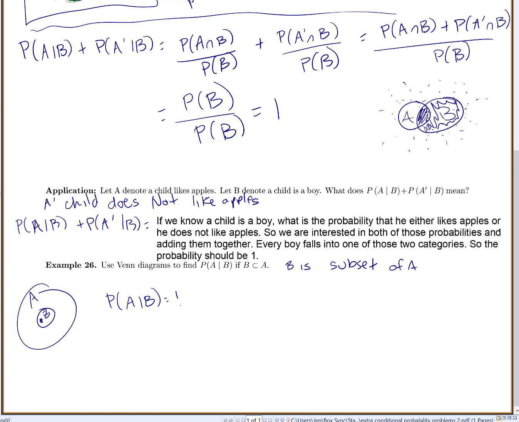We can prove it. So the probability of A given B is probability of A and B over probability of B. Well, A and B, where are they going to intersect? They're going to intersect in B. So that would just be the probability of B over probability of B, which is 1.